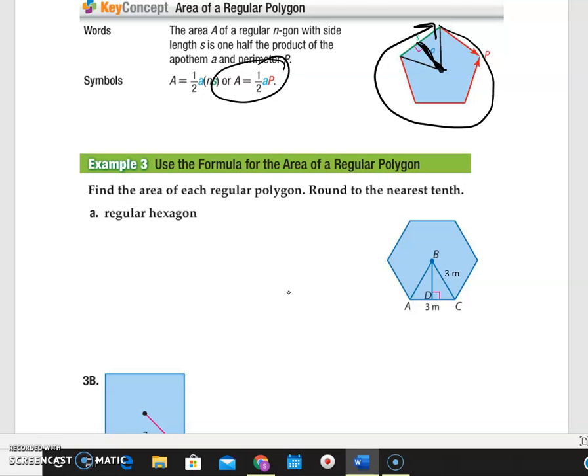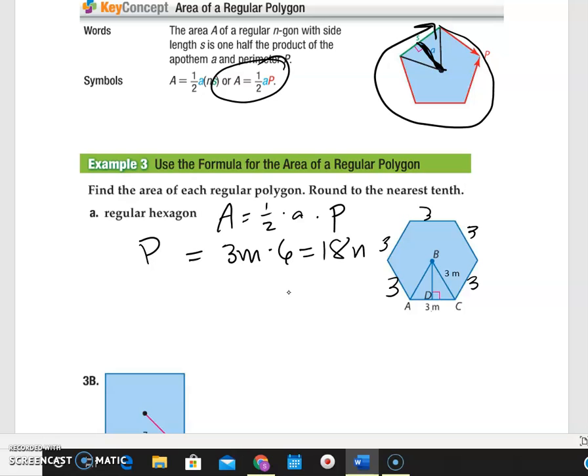In example 3a there, it says find the area of the regular polygon. We have a hexagon here, and if we're going to use area is 1/2 the apothem times the perimeter, I'm going to find the perimeter first. That's going to be pretty easy. It's a regular polygon. You can see that AC is 3, so all the way around is going to be 3 meters. And so I have a hexagon, so I'm just going to take that 3 meters times 6, and that's 18 meters. So I know I'm going to use that. Then I need to find the length of the apothem. I don't have that yet.